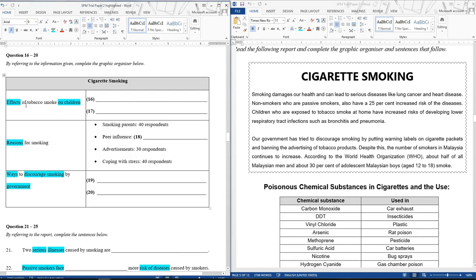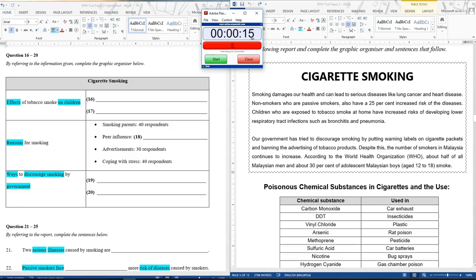So now, let's look at the first one that we highlighted here. Okay, so what are the effects of tobacco smoke on children? So now let's look at the text. If you can see the word tobacco or effects or children, okay, we're gonna highlight them.